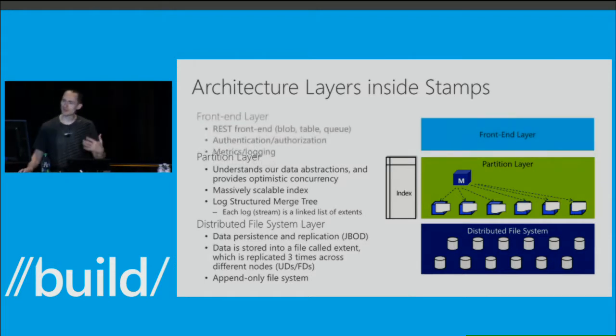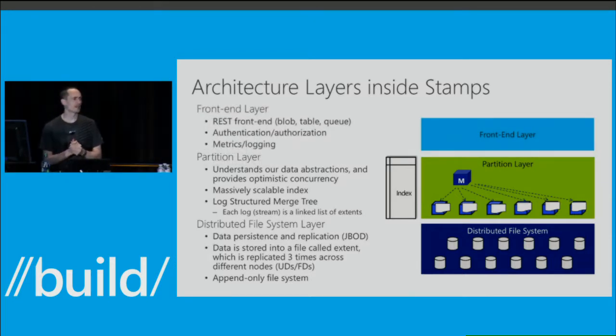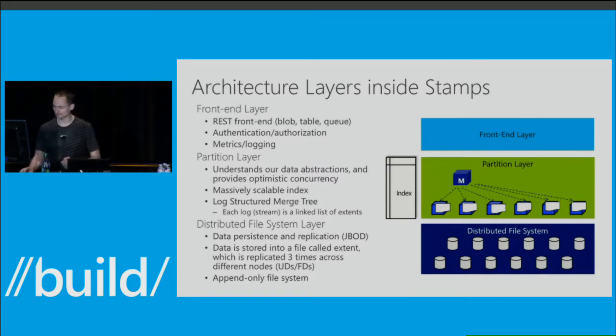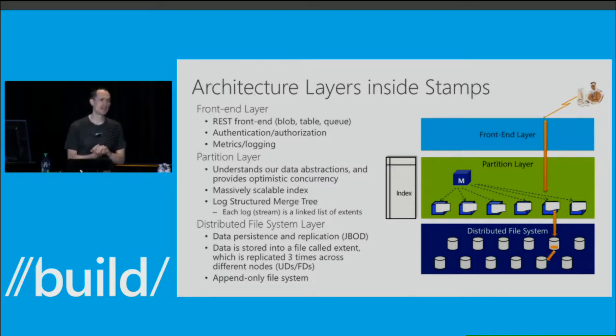Okay, finally, at the top layer, we have the front end part of our system, which provides a REST protocol for our blobs, tables, and queues. It does things like authentication, authorization, and this is sort of the inception point for gathering metrics and logging and other things like that. So if we have, for example, a write request that comes into our system, every write request has a partition key specified for it. And so what that partition key is indicating is, okay, I want to go into our massive index to a specific key point and then update that entity.